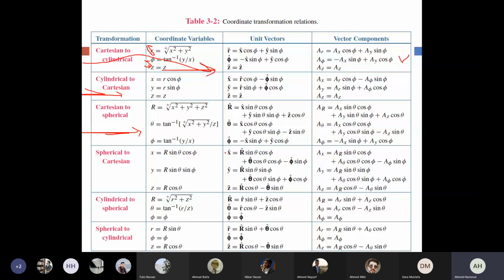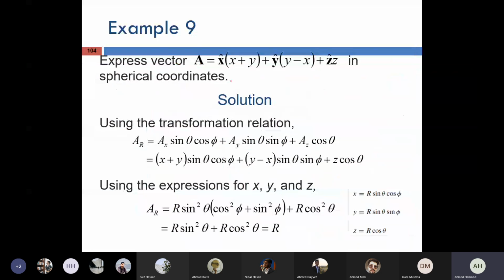Okay, so let's have an example. Before we end this session, let's just see one example. The example is to express the vectors. We have x, y, z. When you see x, y, z, you identify this as what? Cartesian coordinates. So what do we need to do? We need to convert it to spherical coordinates.